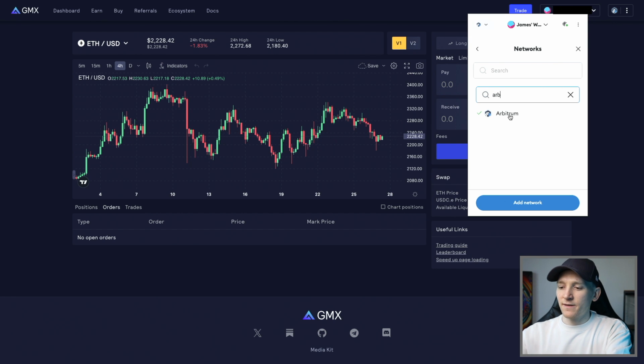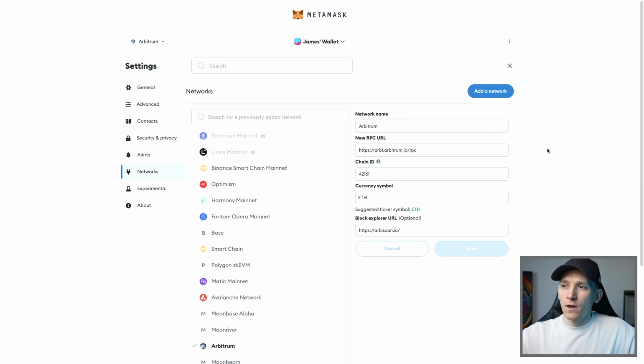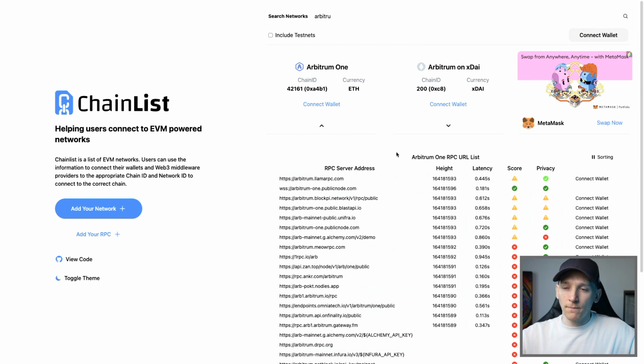Click on this and it's going to take you through to this settings page, which is the network's setting page. Now you can see the RPC URL right here. So I'm just using the normal Arbitrum one. So what we can do is go to a page that gives us a list of all the best RPCs. This is chain list. I'll link these below as well.